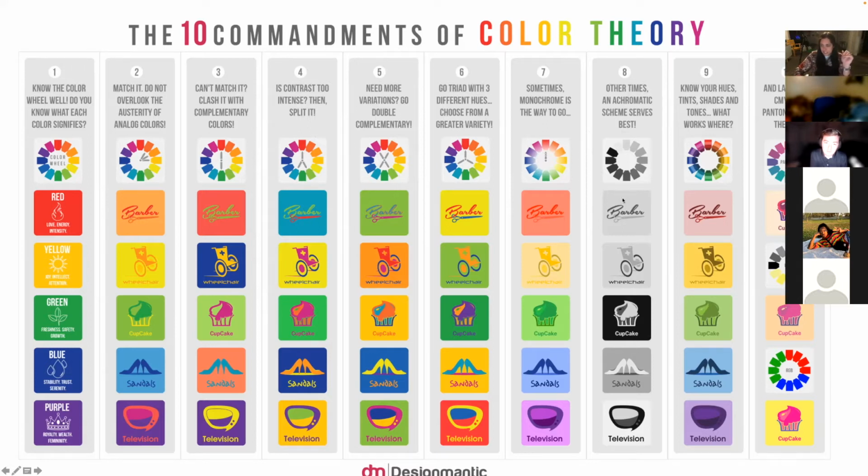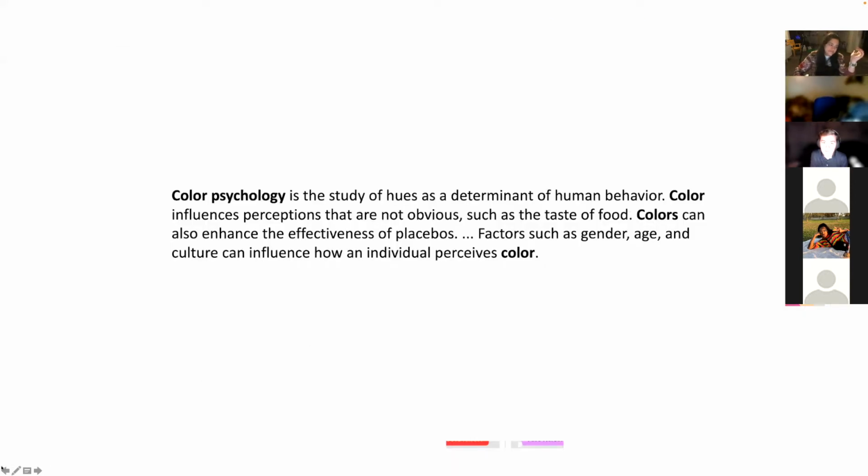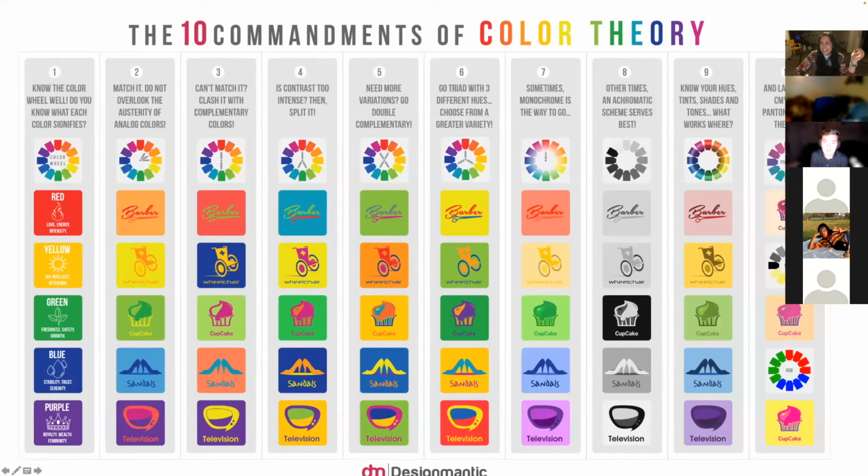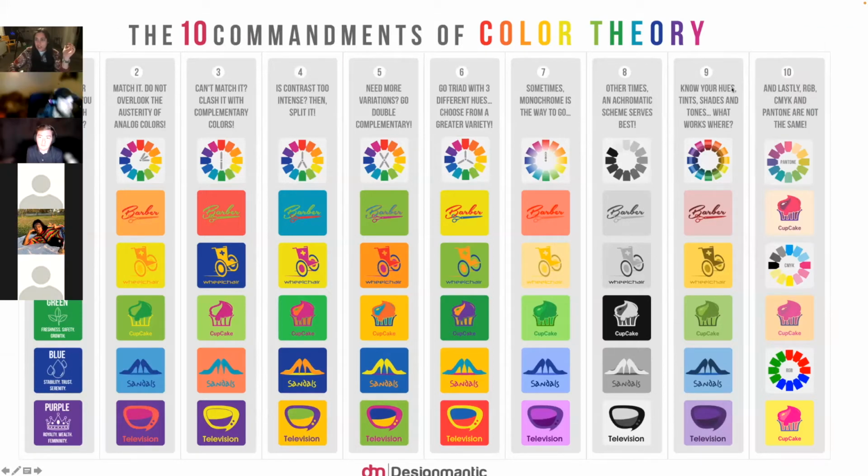You can always just use a black and white color scheme. Know your hues, tints, and shades and what works where. And lastly, you have to understand RGB versus CMYK, and they're not all the same, which we went over a little bit.